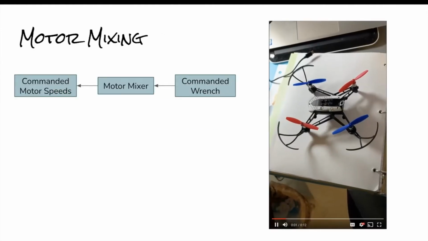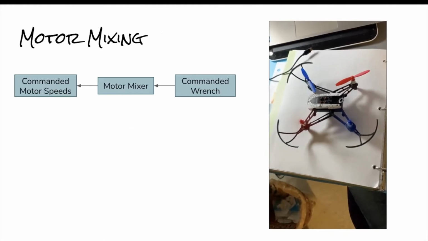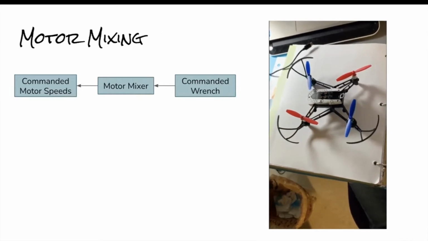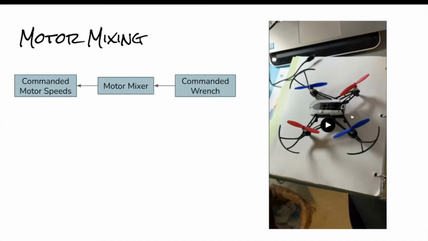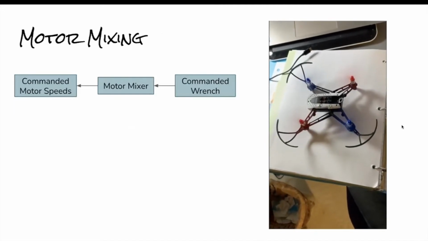So the first step in this process is our motor mixing. This is the first part we successfully did. As you can see in the video, we are taking commanded wrench values, putting them through our mixer, and getting commanded motor speeds. The motors are switching speeds as the commanded wrench is randomly changing.